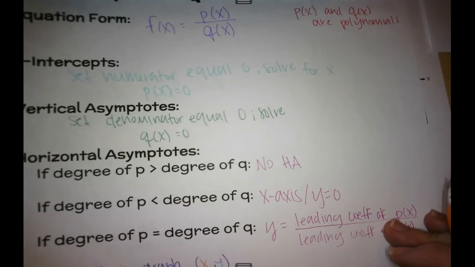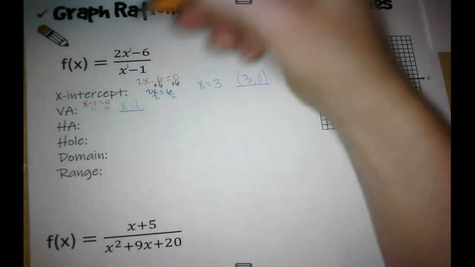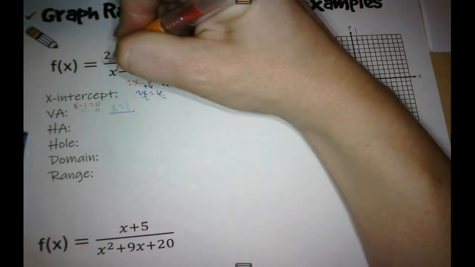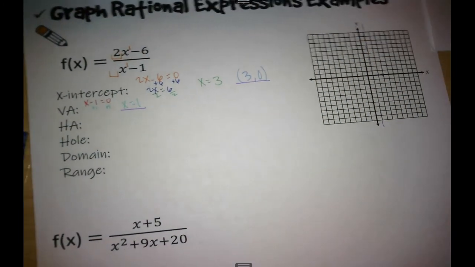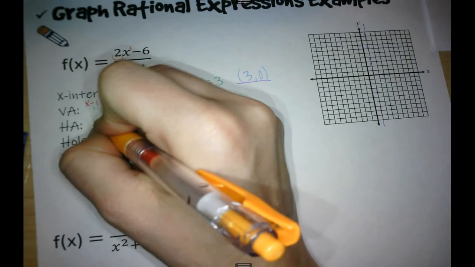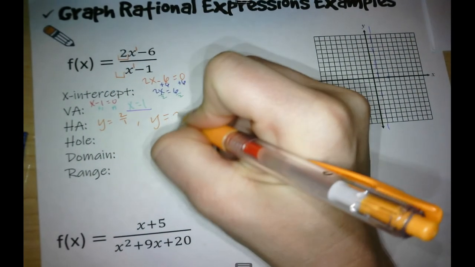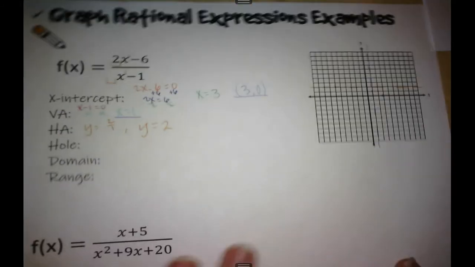We're looking first at the degree. Well, we've got a degree of 1 up top and a degree of 1 on the bottom. So that's equal. They're the same. So we're going to put the leading coefficient of the top, this number right here, over the leading coefficient of the bottom. So y is going to equal 2 over 1. 2 over 1 simplifies to just 2. So y equals 2. So we've got our horizontal asymptote at y equals 2 right there.